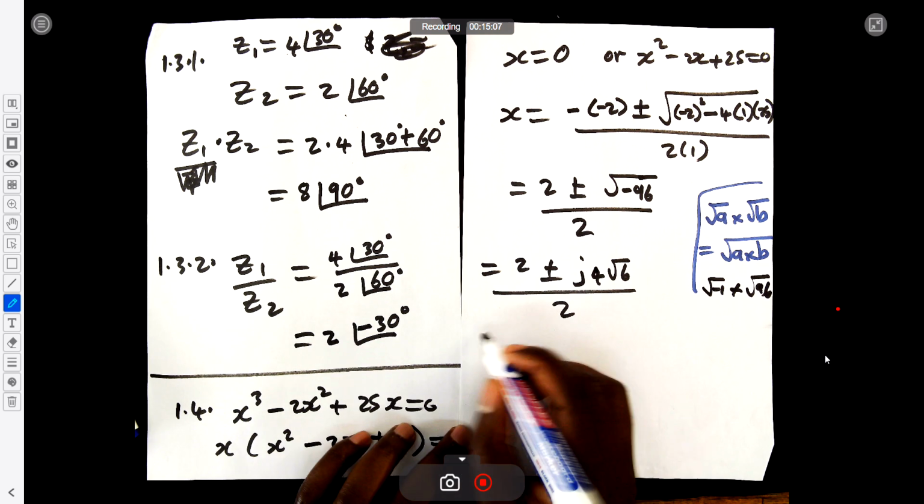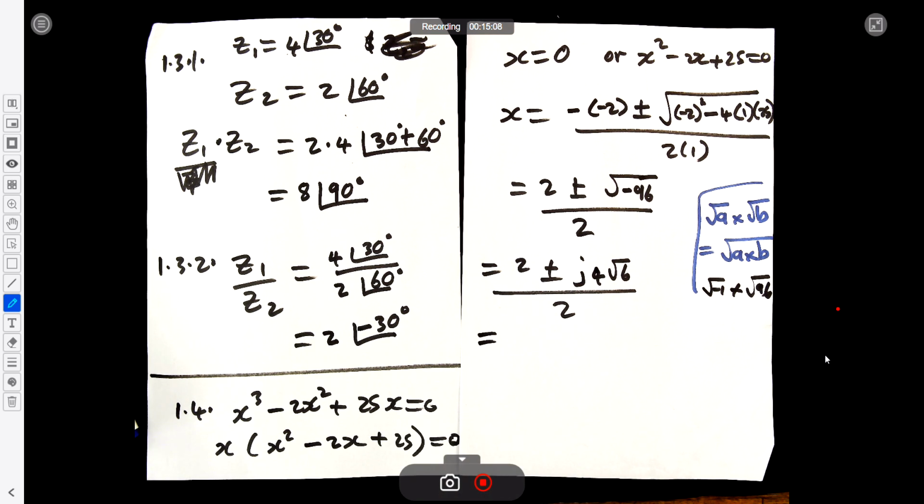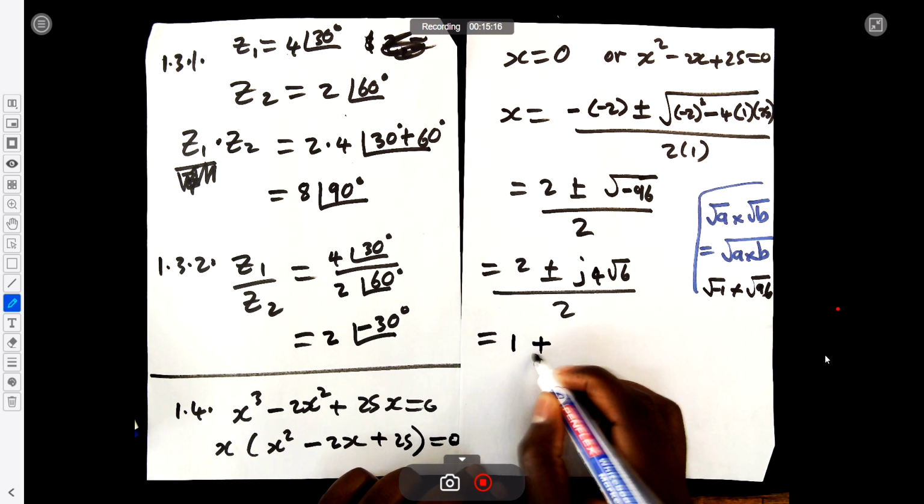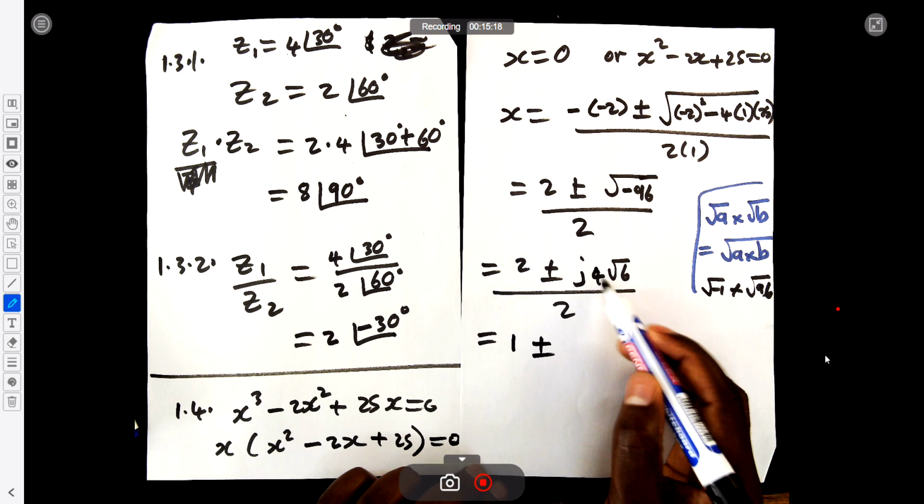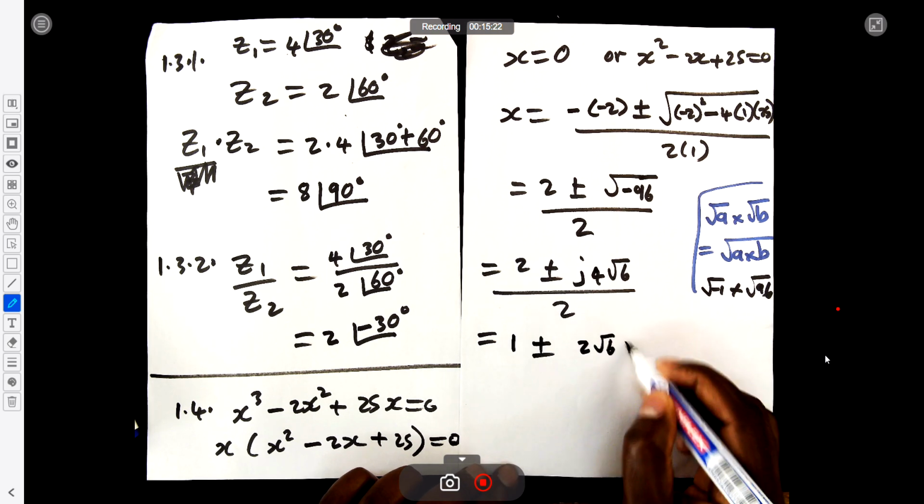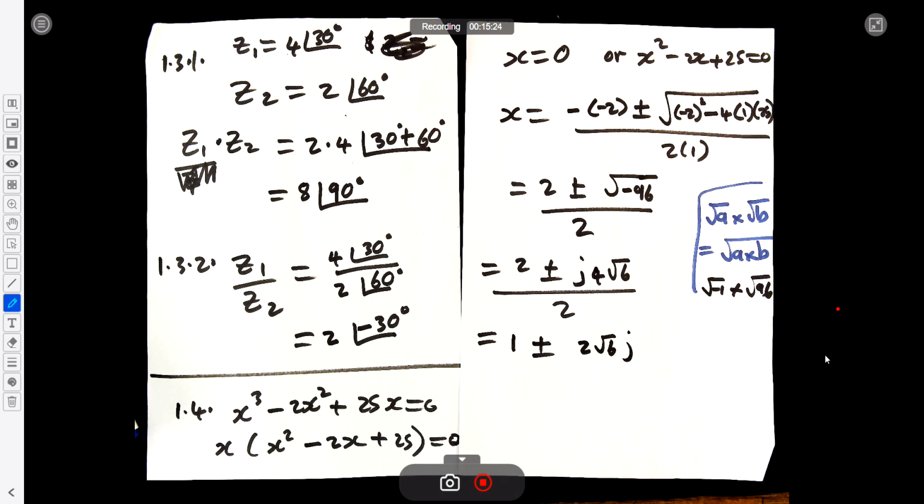Now you leave your answer in rectangular form. So this is still in rational form. We know that this denominator is shared by both numerators. So 2 divided by 2 is 1, plus or minus 4 divided by 2, we're going to have 2 root 6. Let me write it in rectangular form as j. So we divided 4 by 2, we got 2. We divided 2 by 2, we got 1.